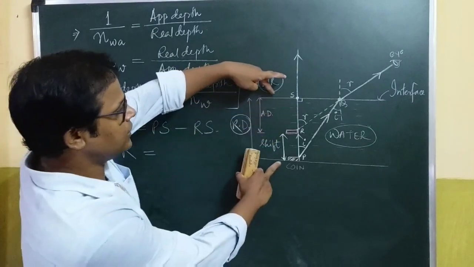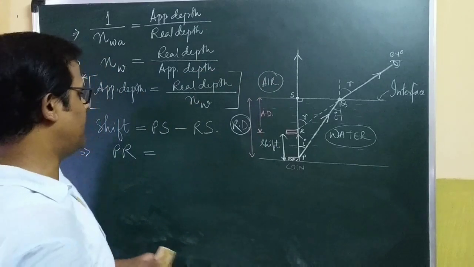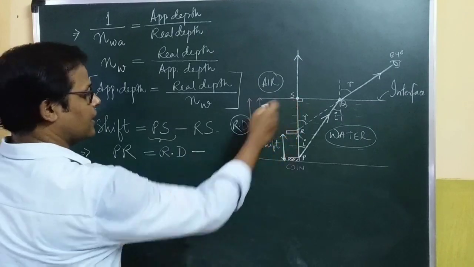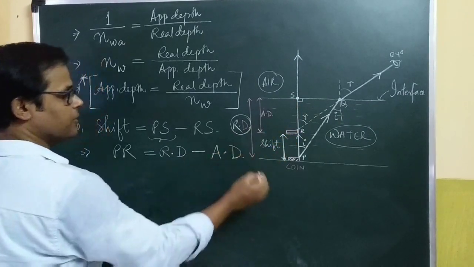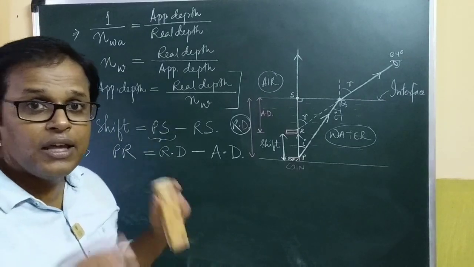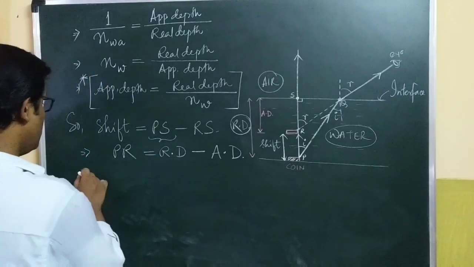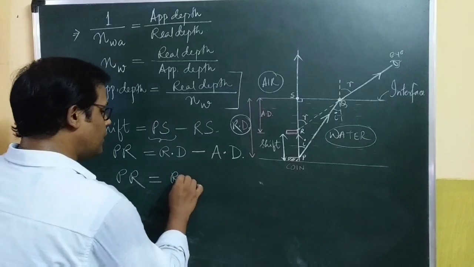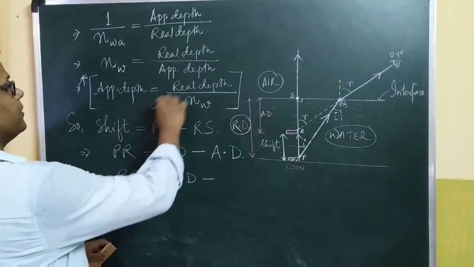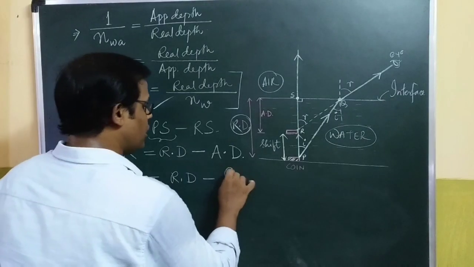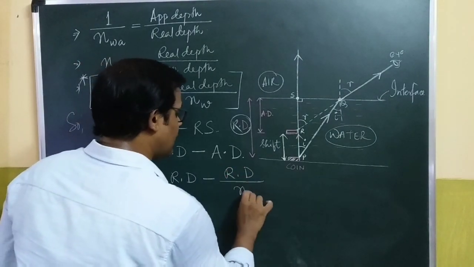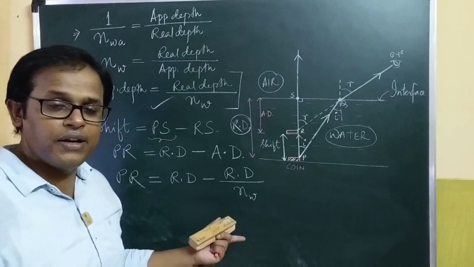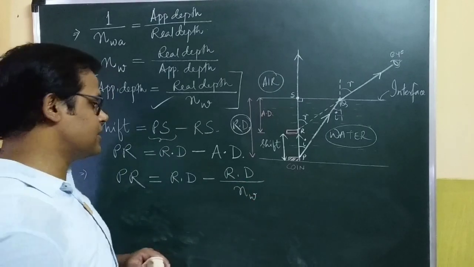This PR is your shift. So that is equal to this minus this: real depth minus apparent depth. PS is your real depth, and RS is your apparent depth. My dear, do not get confused with RD and AD, okay? I'm making it audible very clearly. So let us find out the shift here. The shift PR is equal to RD minus apparent depth. The formula is shining right on the top. So that is equal to RD by NW, the refractive index of water, or the refractive index of the denser medium in concern.